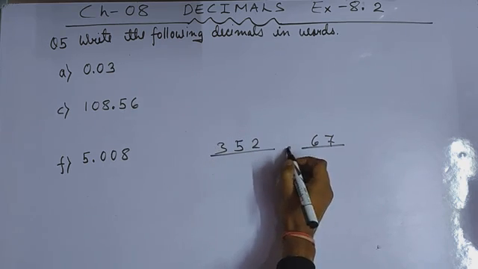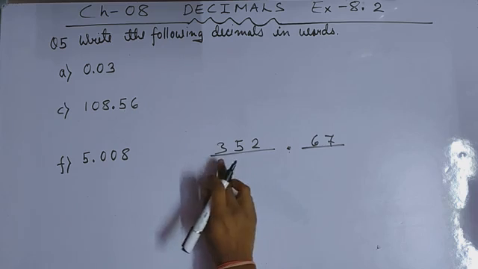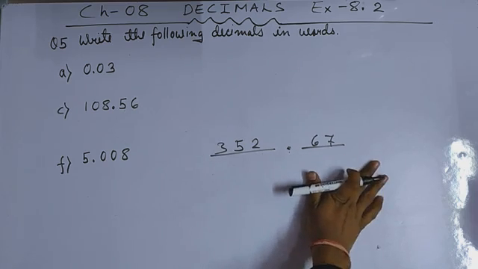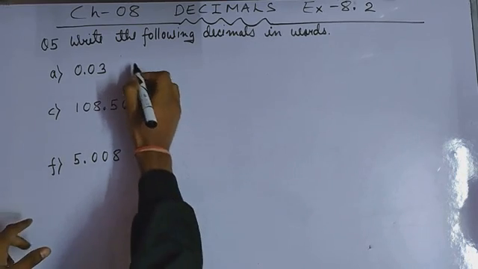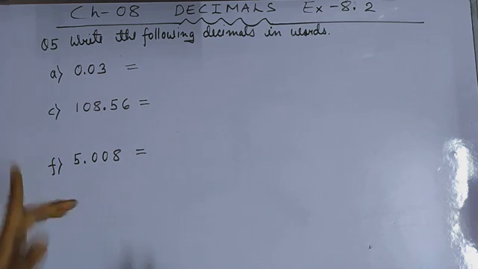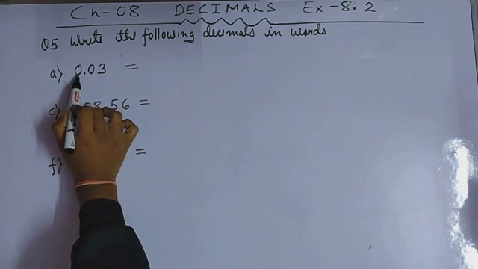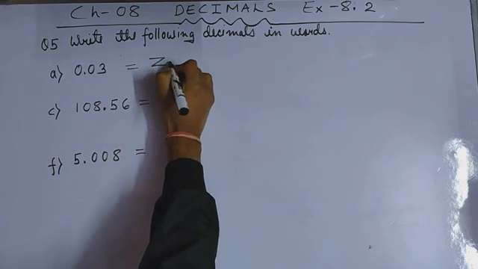Then we will read the decimal as a point. We will just read the digits. So this will be 67. So we will read this as 352.67. The same concept we will use in this question number 5 for writing each decimal in the form of words. So for this A part, the whole number part is 0, so this will be read as 0.03.